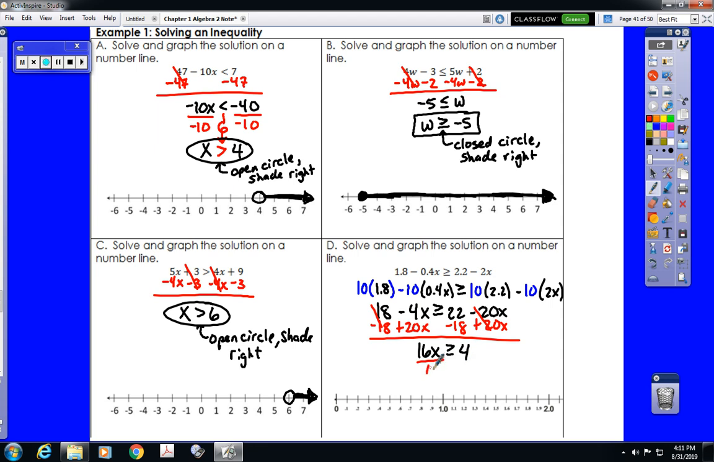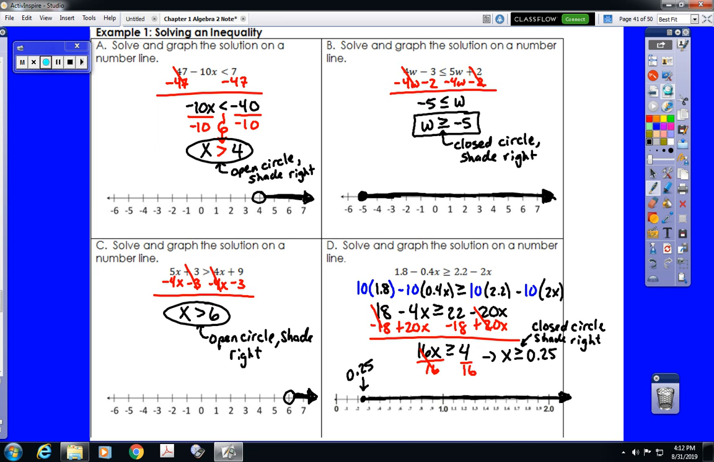And then we will divide by 16, which gives us x is greater than or equal to 0.25, which is a closed circle, and we're going to shade to the right. Again, greater than. So 0.25 is located halfway between 0.2 and 0.3, so we should label it because it's not already labeled. Closed circle and shade everything to the right, including an arrowhead on the end to indicate it goes on forever.